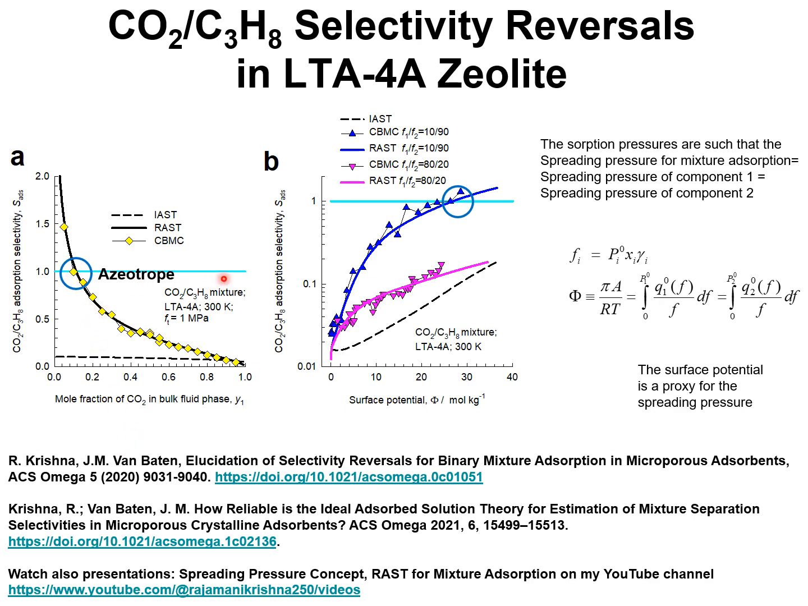The ideal adsorbed solution theory anticipates no dependence of the adsorption selectivity on the mixture composition, and this IAST prediction is indicated by the dashed lines, whereas the molecular simulations indicate the occurrence of selectivity reversals, a sure sign of strong thermodynamic non-idealities.